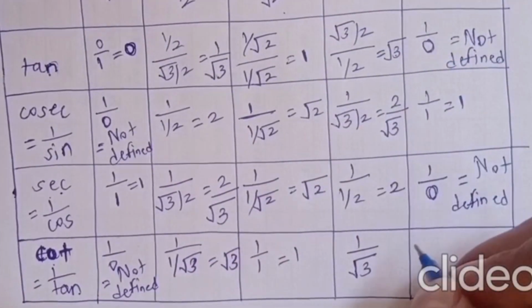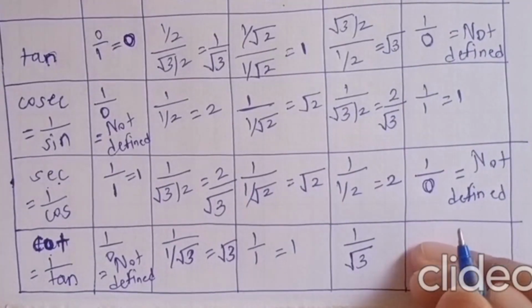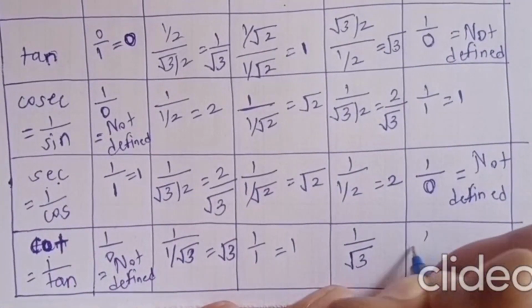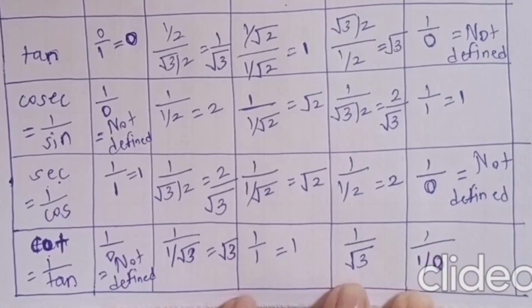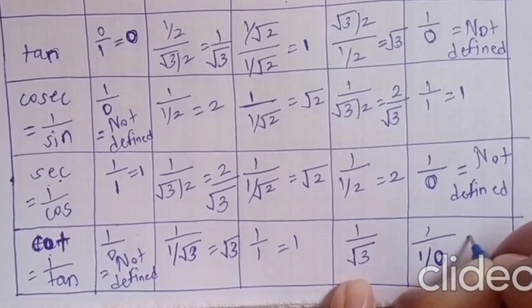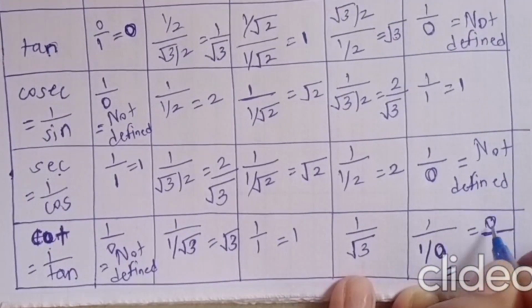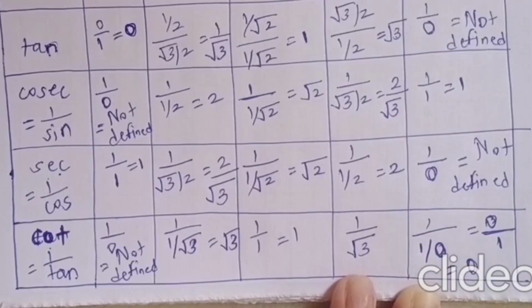Then we have 1 by 0. So here it's like 1 by 0. Reciprocal of this will be 0 by 1. The value of 0 by 1 will be 0.